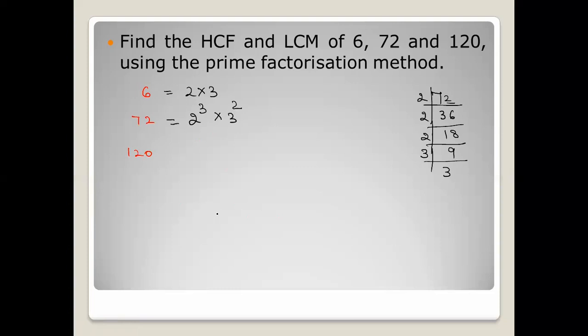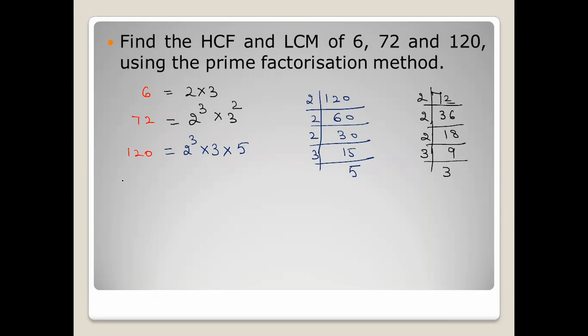Now 120. So it is 60, again by 2, 30, again by 2, 15, then by 3 and 5. So it is 2 cube into 3 into 5. So what is the HCF? Common factors in all these three numbers are 2 and 3. And the minimum power of 2 and 3 in each case is 2 raised to power 1, 3 raised to power 1. So HCF is 6.